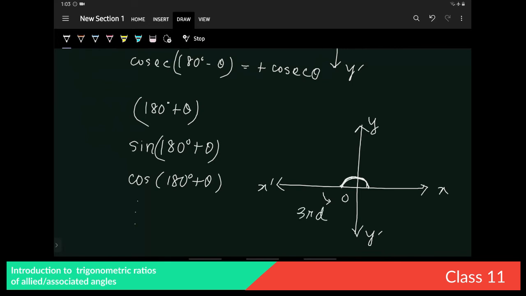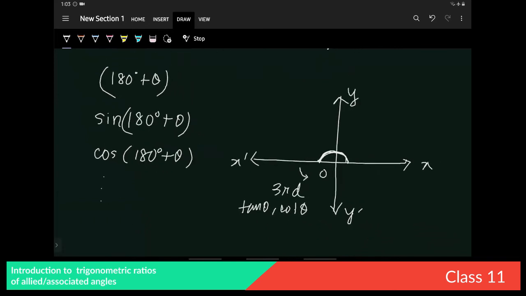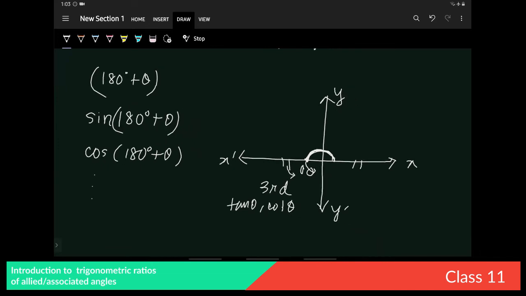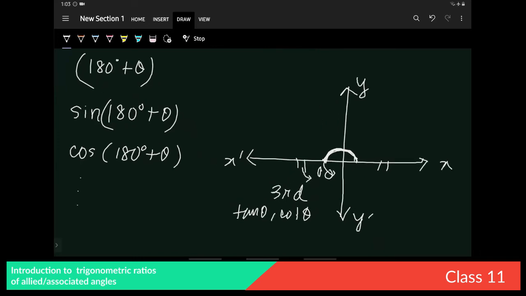In the third quadrant, what are positive? Tan and cot. Okay, these ratios are positive and the others are negative. And if you look carefully, it is associated with x prime, because it is 180 degree plus theta. That means this total angle plus this theta. Okay, so it is associated with the horizontal line. So if it is associated with the horizontal line, then the ratio does not change. Okay, ratio does not change according to the working rule.